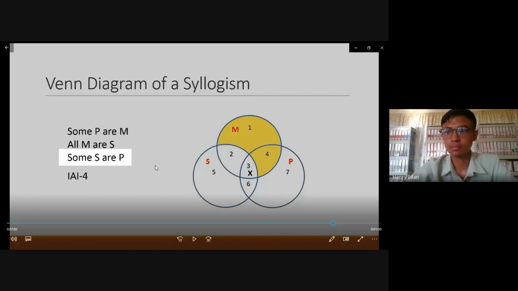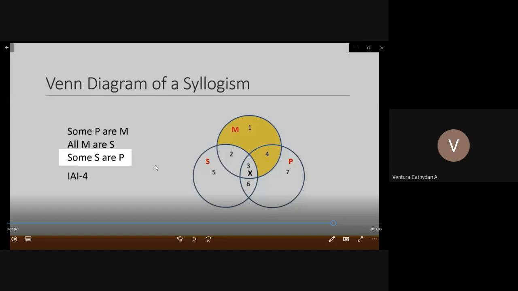So your assignment: you submit a photo of your work, the activity, the exercise from last time. That means you draw the circles, shade them, make the diagram, take a picture, and upload it to the stream so that everybody will have access. Then next week, next meeting, I will put the correct answer. I will put the correct diagram. The validity is already given, so we are just doing the diagramming.